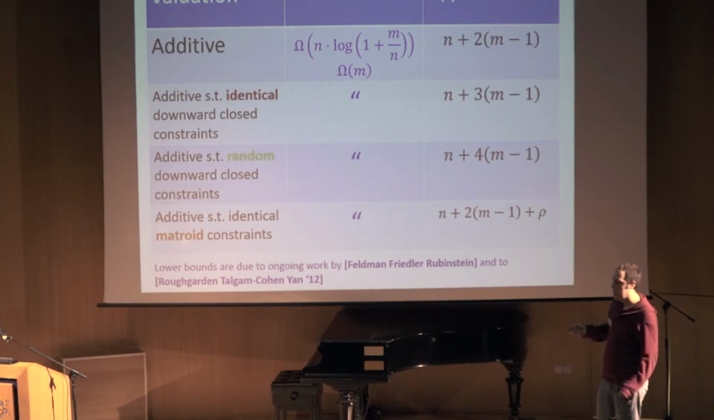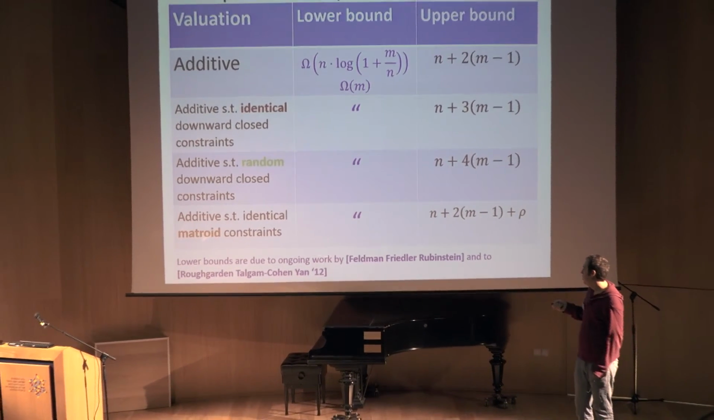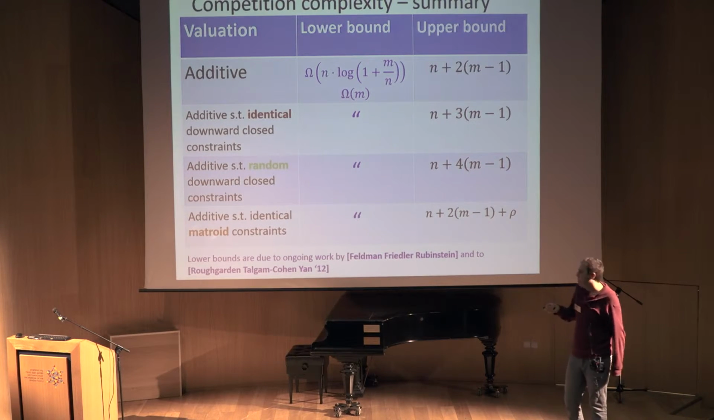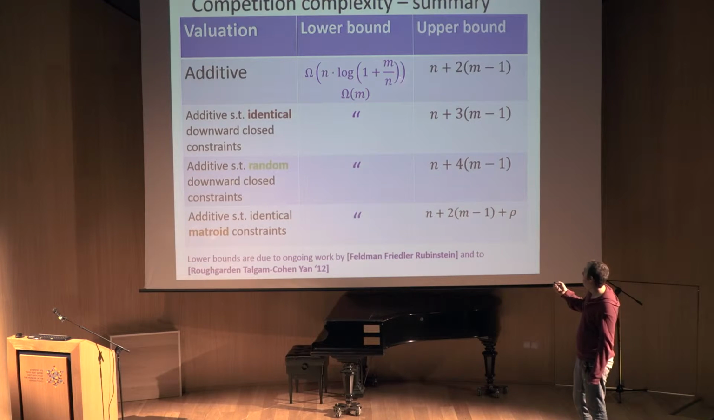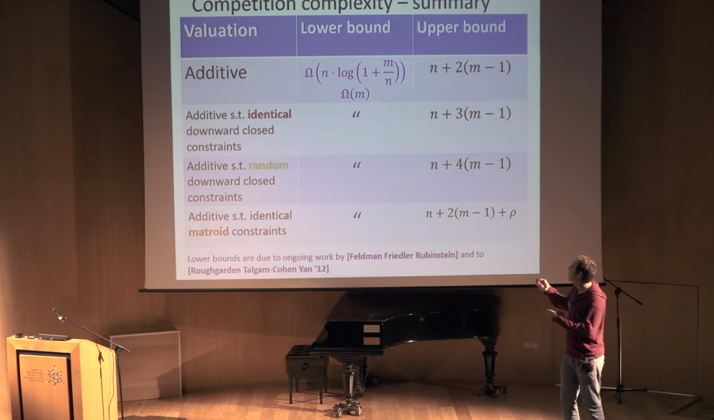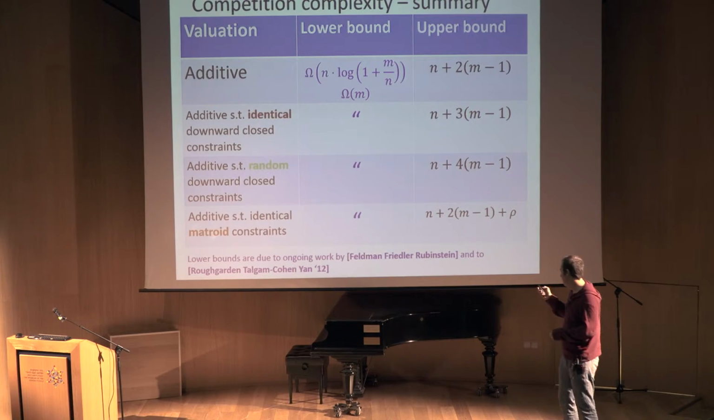And we have some lower bounds, which are not due to our work. They are due to one ongoing work by Feldman, Friedler, Rubinstein, and one previous work for unit demand bidders by Rafgar and Talgam-Cohen and Yan. So the lower bounds are n times log of m over n. So this means that for large m, we can't get rid of the dependence on n. And if n is approximately m, we still can't get rid of the dependence on m. So we can't really get rid of these dependencies.